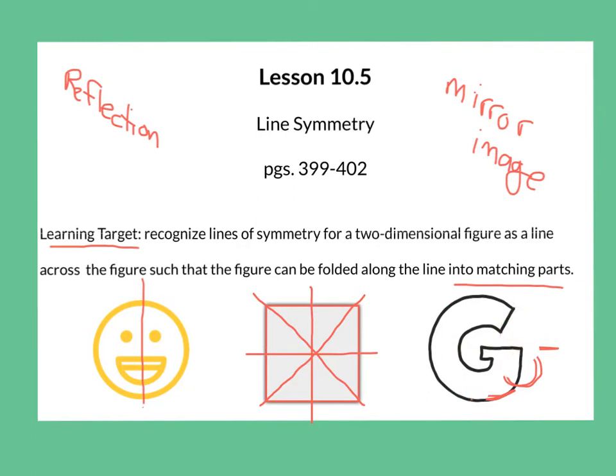So it's important to recognize that some shapes can have several lines of symmetry, like our square. Some may only have one. It could be vertical, horizontal, or diagonal, like our smiley face, or there are shapes that do not have any.